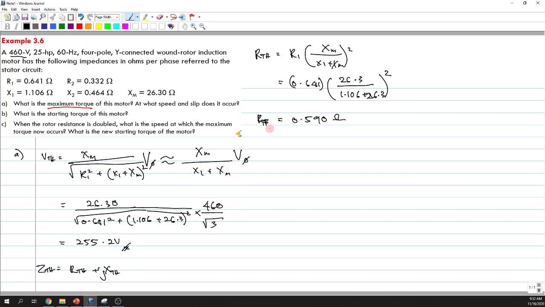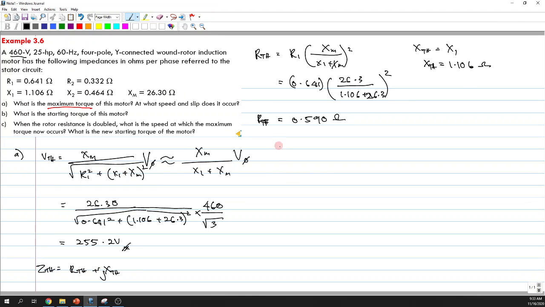Of course, we also want to find the XTH. XTH is equivalent to X1 from the given equation, which is 1.106 ohm. This is XTH.